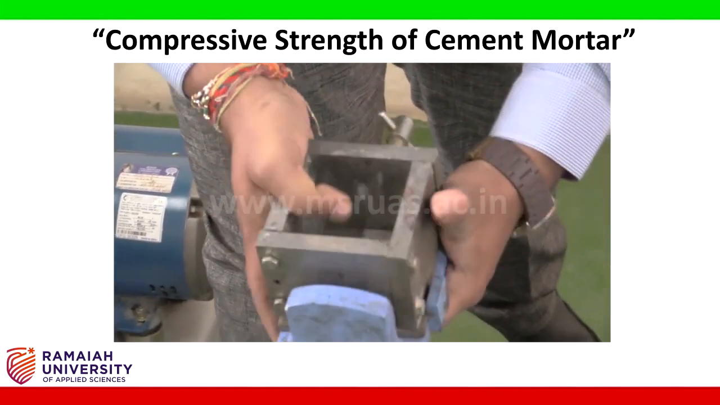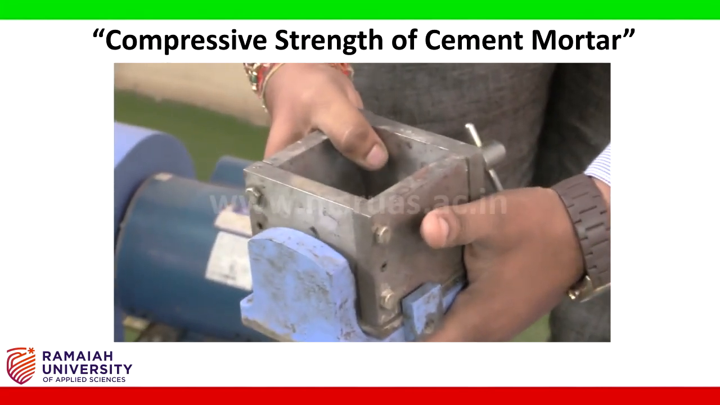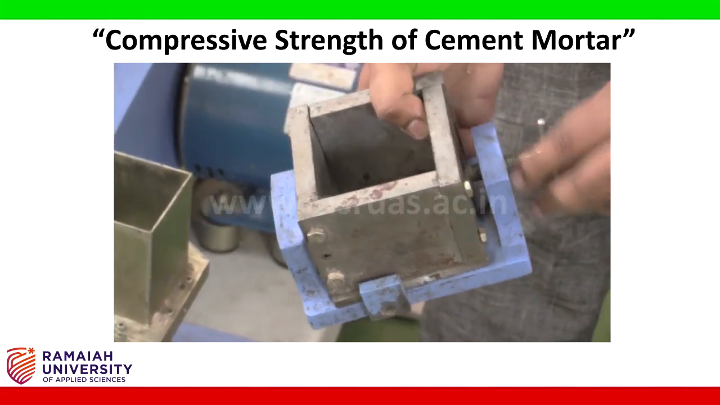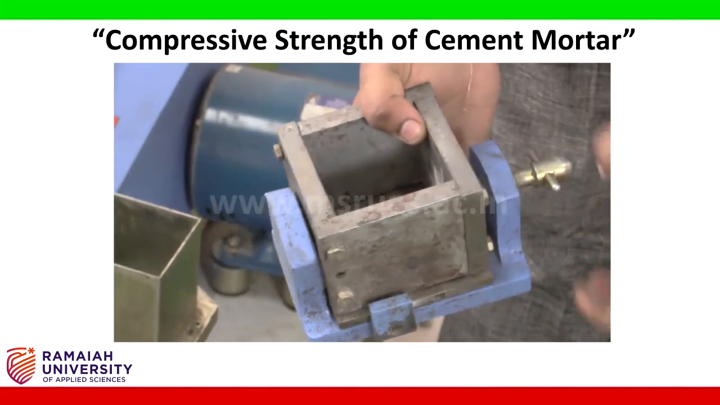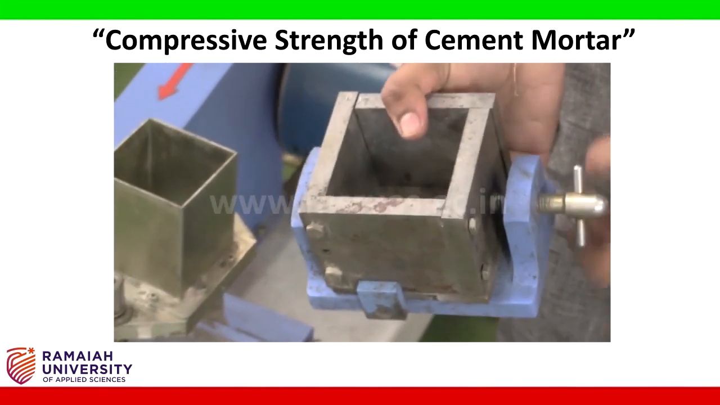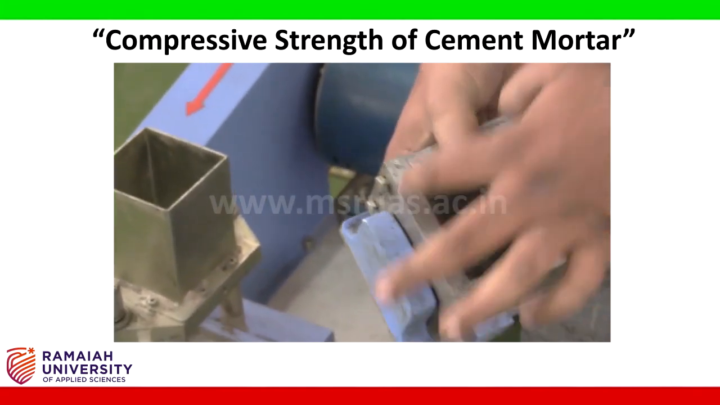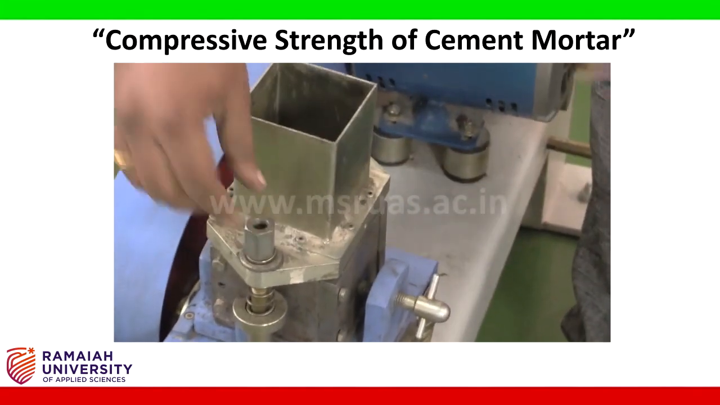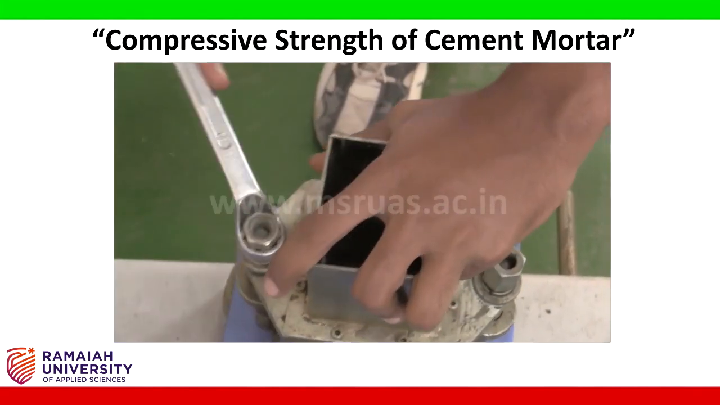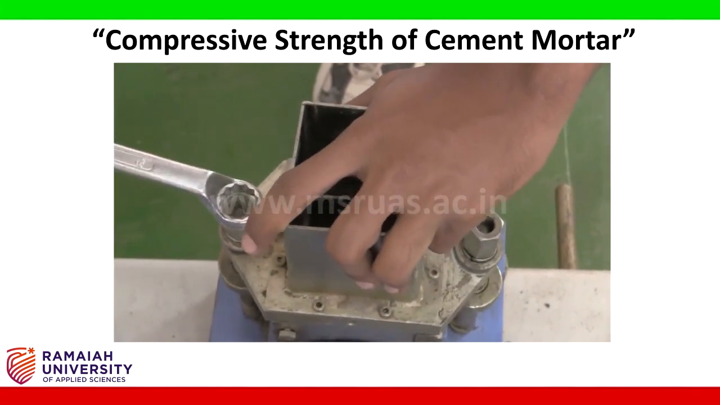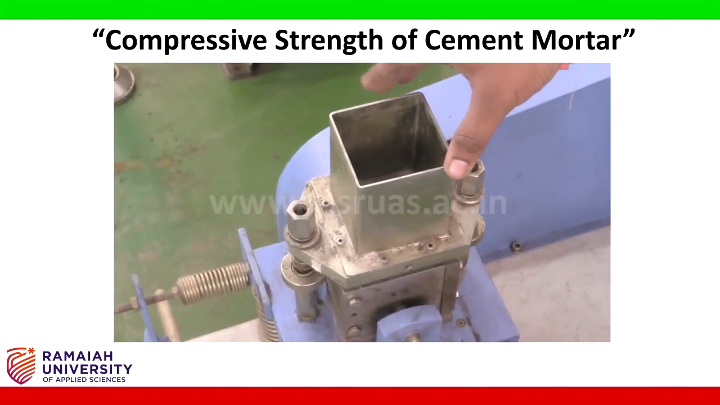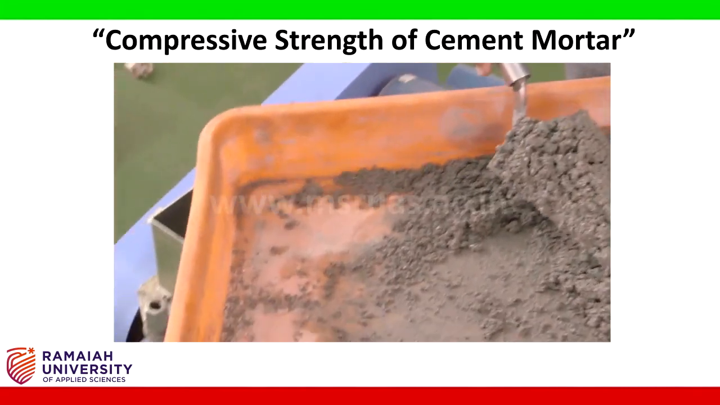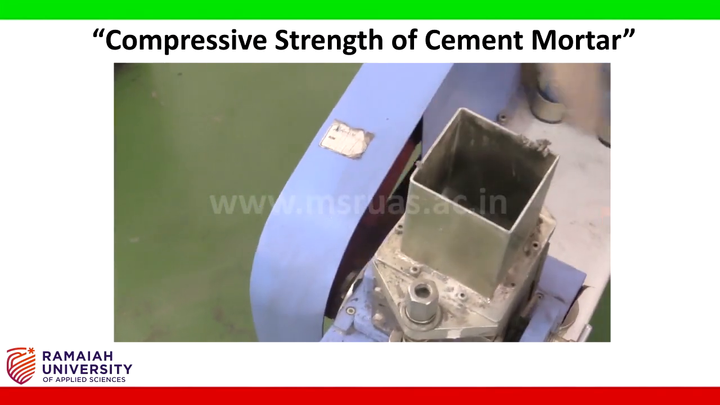I am going to place the mold on this particular arm. I am going to tighten this. It's now locked. I am going to place it on the mortar vibrator. I am going to tighten the screws. After tightening the plate, what we are going to do is put the mortar into the hopper.